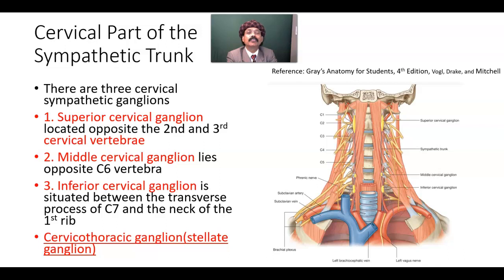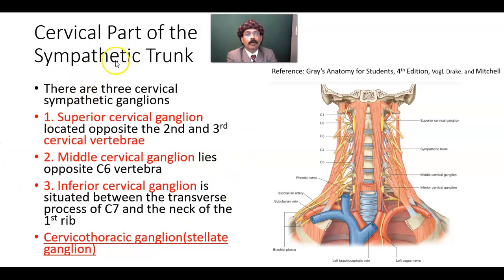Dewan S. Raja. Today I will discuss the cervical part of the sympathetic trunk. The sympathetic trunk is present paravertebrally. It contains multiple ganglia. It extends from the base of the skull to the coccyx. We have two sympathetic trunks, present by the side of the vertebral column.